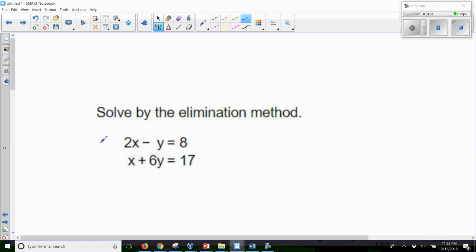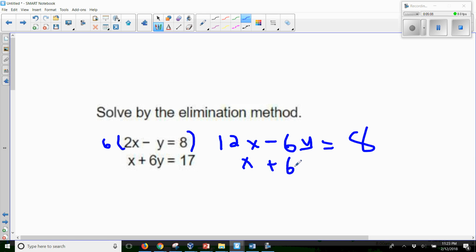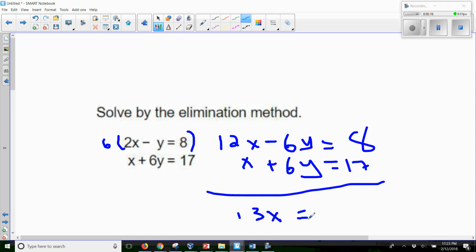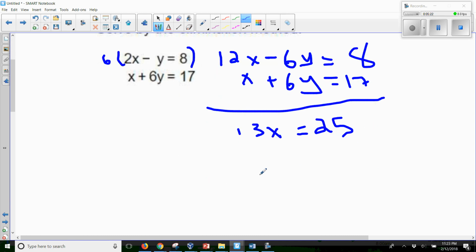So again, if I multiply this top equation through by 6, I get 12x minus 6y equals 8. And I copy this below it. If I add these two equations together, I get 13x equals 25. And if I divide both sides by 13, I get x equals 25 over 13.